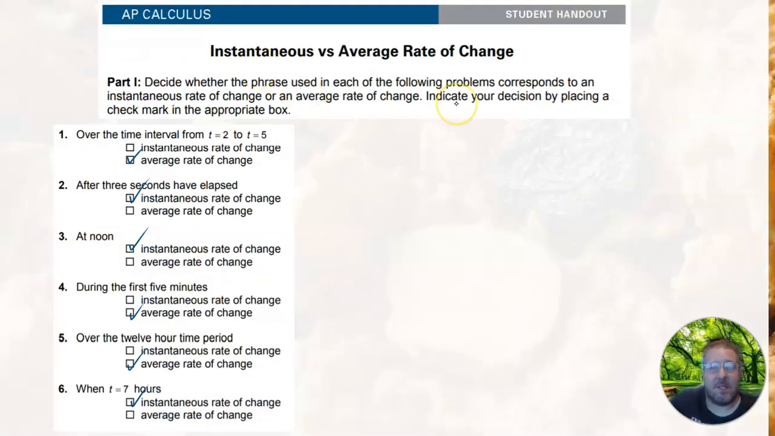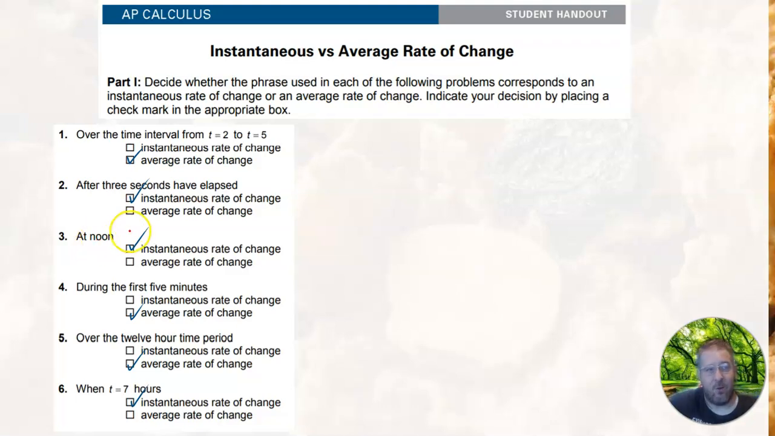All right, instantaneous versus average rate of change. Now remember, we've talked about this in the last 2 videos. Instantaneous rate of change just means that it is at that instant, whereas average rate of change means you had a starting position and an end position. You're just trying to find what the average rate was over that time. So you're not talking about a derivative. You're just using the slope formula. Over the time interval from 2 to 5, that's an average rate of change. After 3 seconds have elapsed, if you want to know how fast something's going after 3 seconds, you can't use the average rate of change formula. That would have to be the derivative formula, because you're trying to find it at that specific instant.